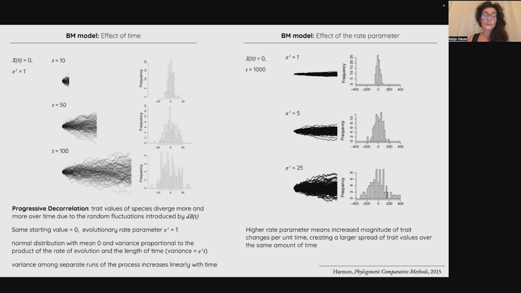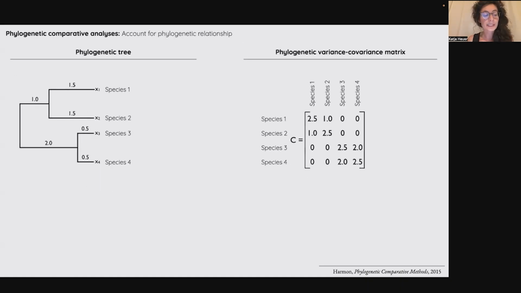And here we can see the effect of the rate parameter. So a higher rate parameter means an increased magnitude of the trait changes per unit time, and that creates a larger spread of trait values over the same amount of time. And to properly account for phylogenetic relationships in our analyses, it does involve converting the phylogenetic tree into a variance-covariance matrix. So a phylogenetic covariance matrix describes the expected variance and covariance of traits among the species in our sample based on their shared evolutionary history. Each row corresponds to one of the species in the tree, and the entries in this matrix are calculated based on the branch lengths of the phylogenetic tree.